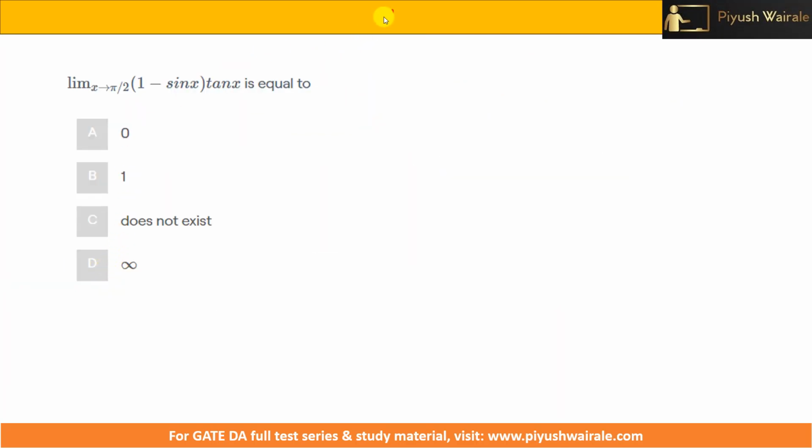Now, question number 10, the last question. We have a function: limit x tends to pi by 2, then we have (1 minus sine x) into tan of x, right? Now just put the limit, what you are getting: 1 minus sine of pi by 2 into tan of pi by 2.